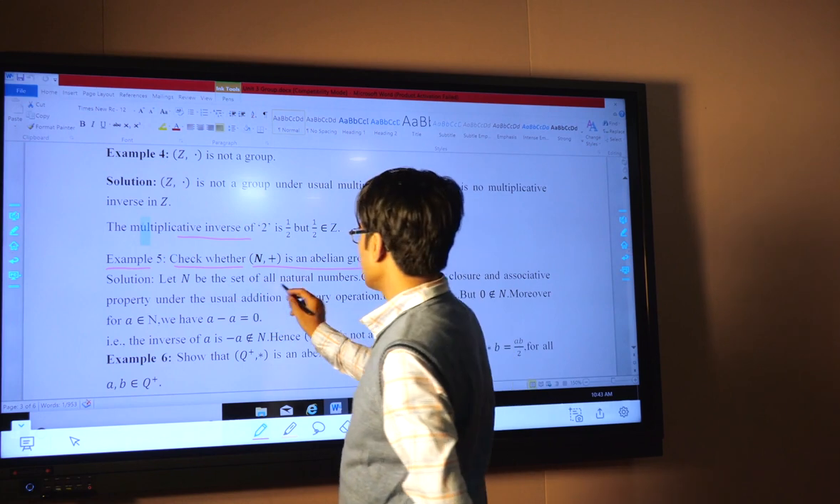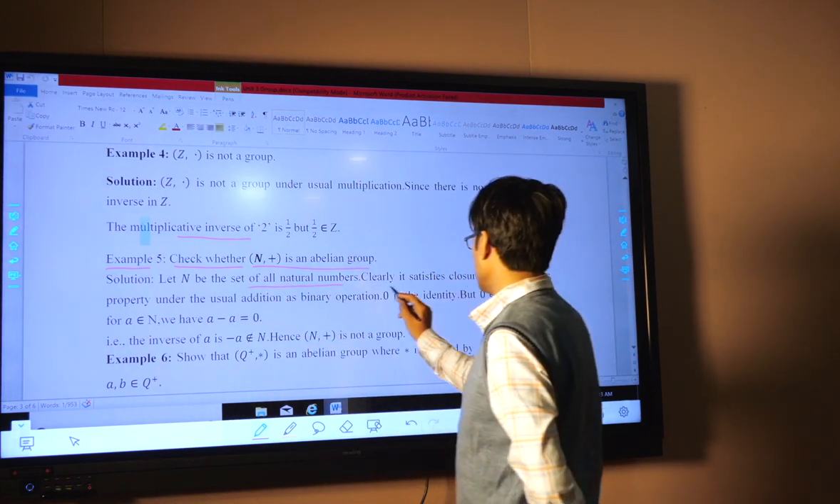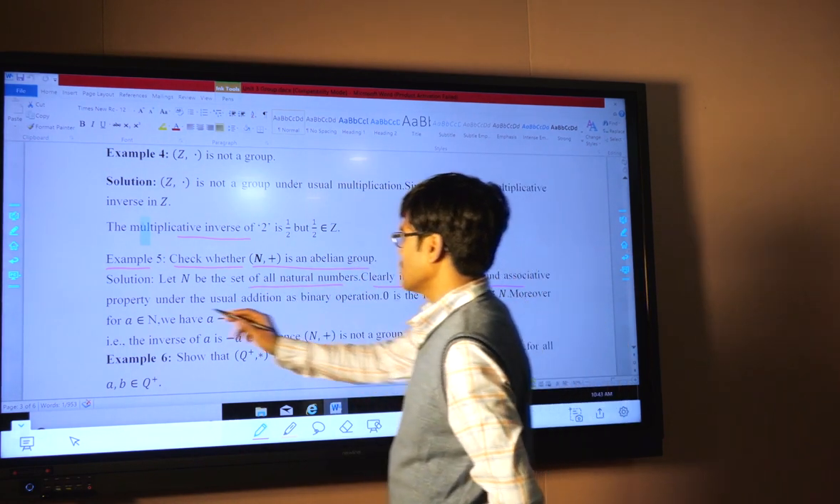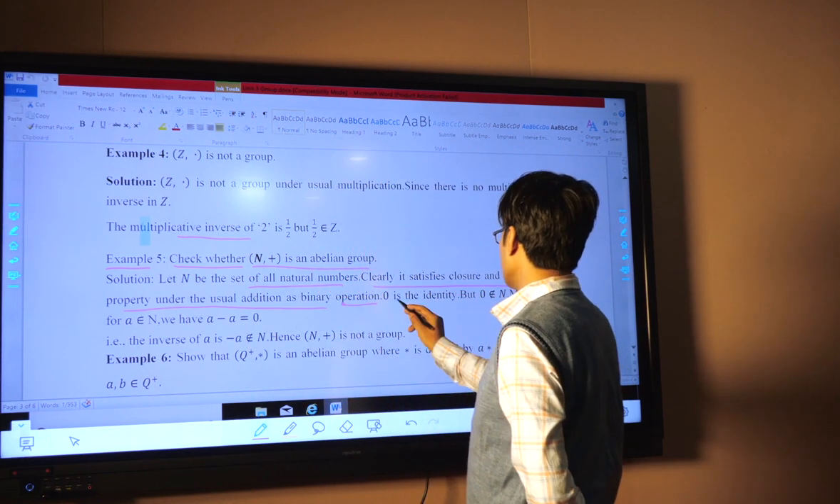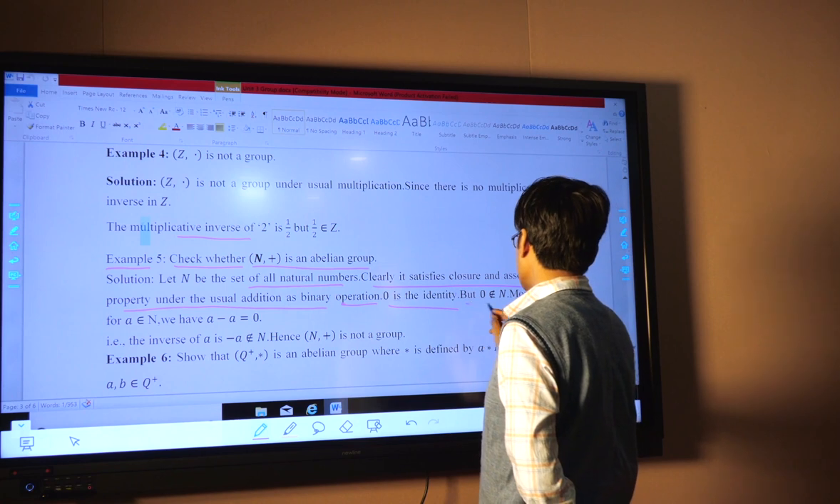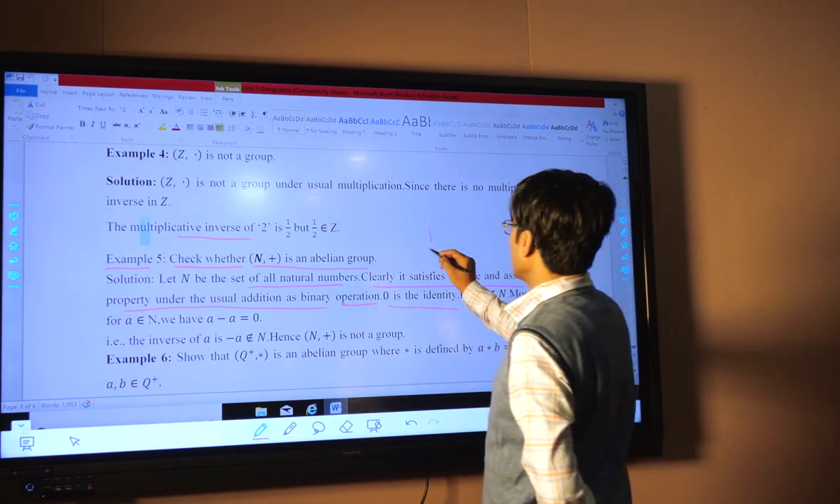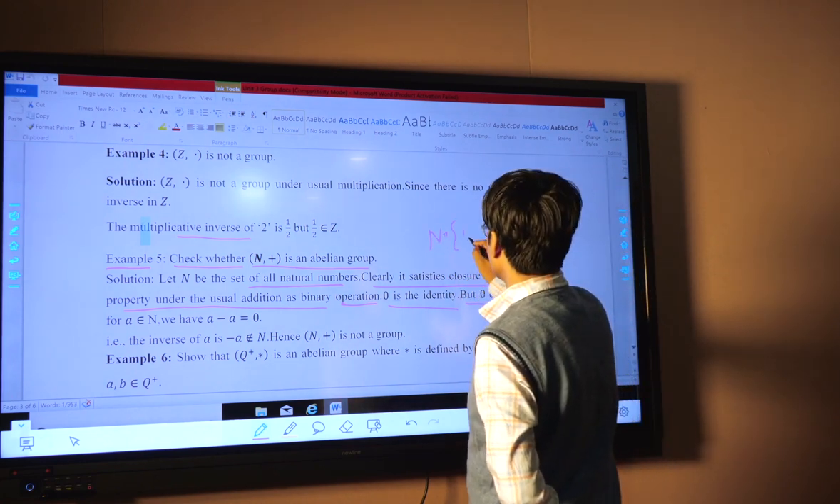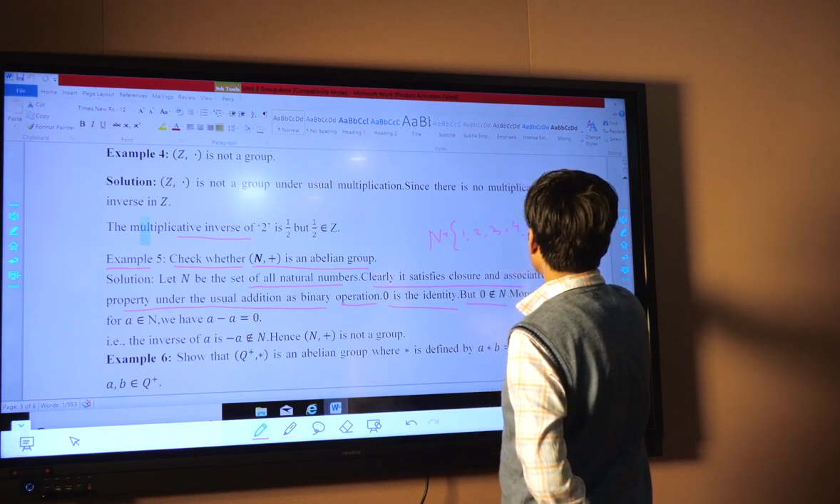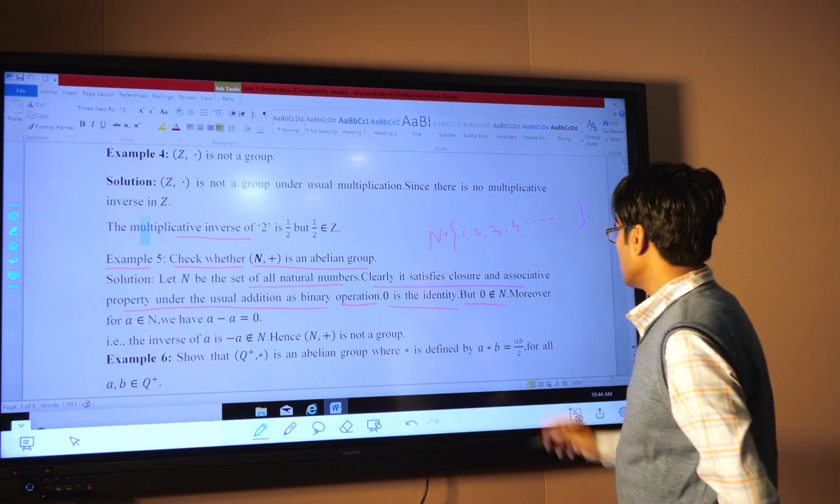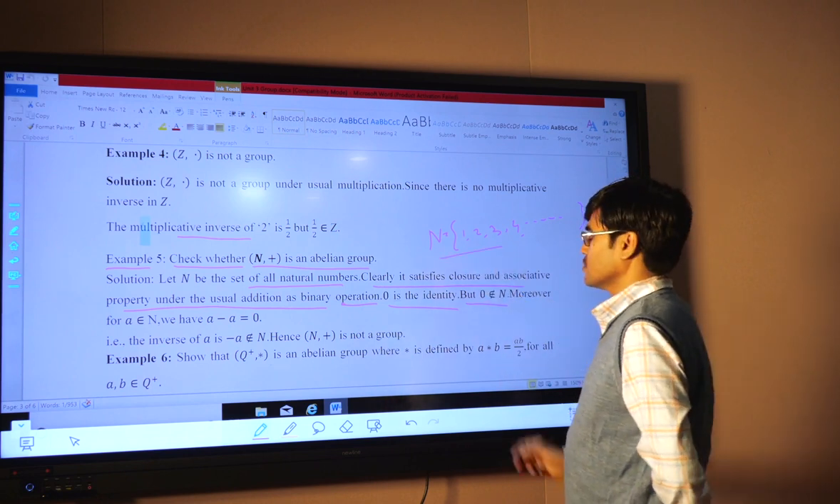Next, example 5: check whether N with addition as a binary operation is an abelian group. Here N is the set of all natural numbers. Clearly it satisfies closure and the associative property under the usual addition. 0 is an identity, but 0 does not belong to N. Here the set N is also called the counting numbers, so 0 does not belong to this set.